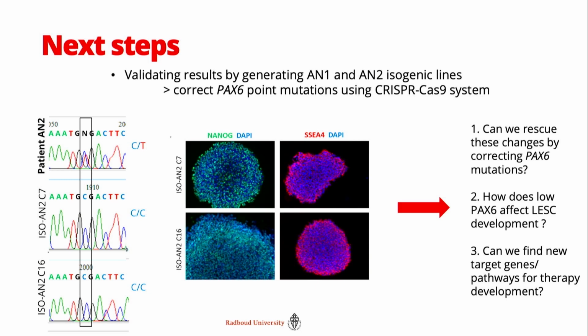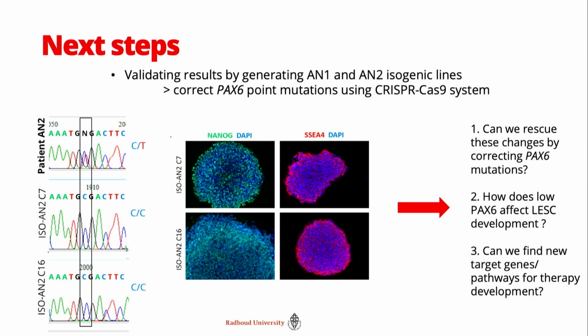I already have 2 clones that have the mutation corrected, and they're growing nicely, so I'm hoping they'll be validated soon. Aniridia 1 hasn't worked yet, so I'm still working on it. But then hopefully when we have these lines, we can differentiate them as well. We can take RNA-seq samples, and then we can really answer if the results back in the last slide are indeed because of PAX6.